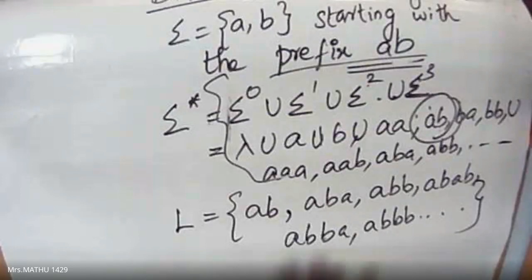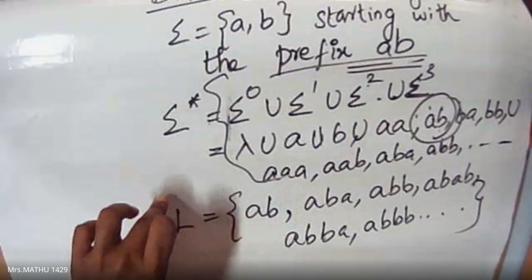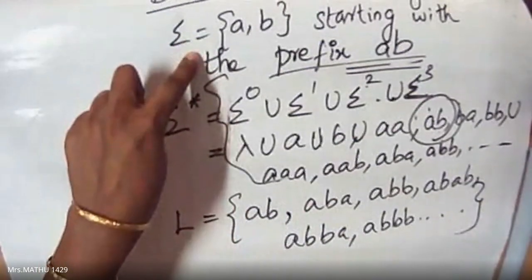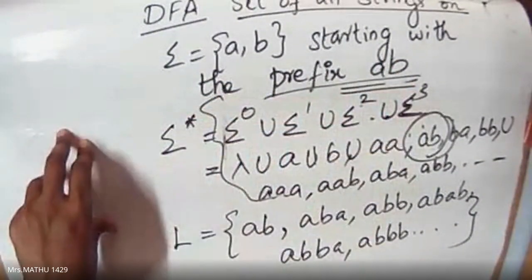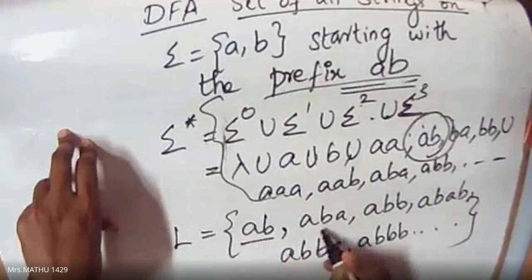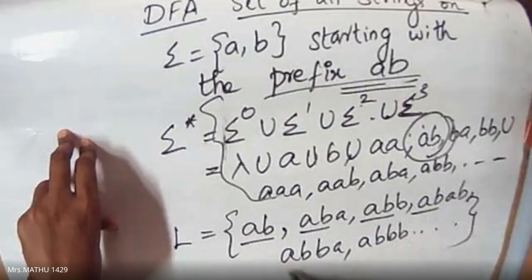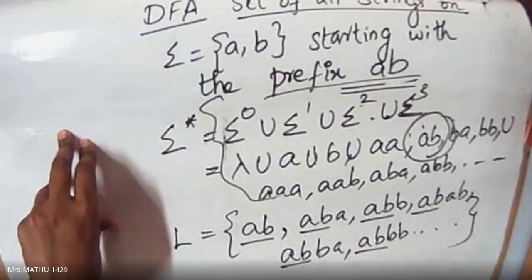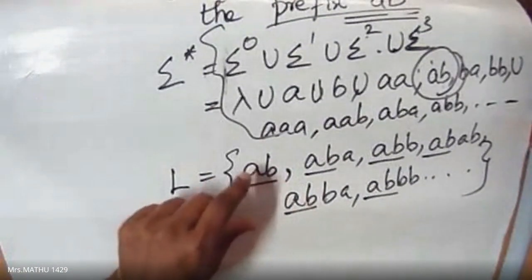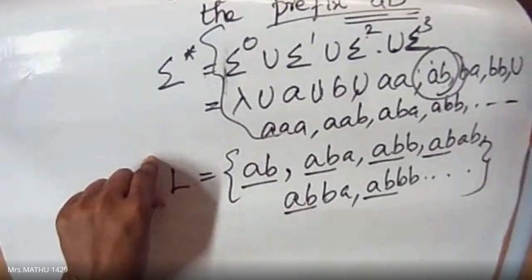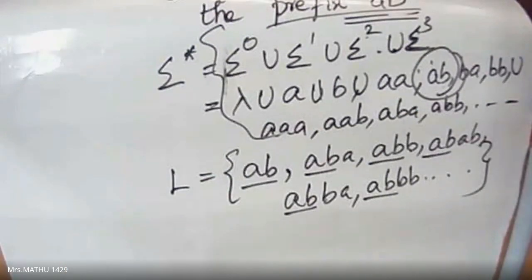There are plenty of choices. This is the language given by the condition: set of all strings starting with the prefix AB. So in all these strings, the prefix is AB. Now we want to design a DFA which accepts all these strings given in the language. So how can we do that?